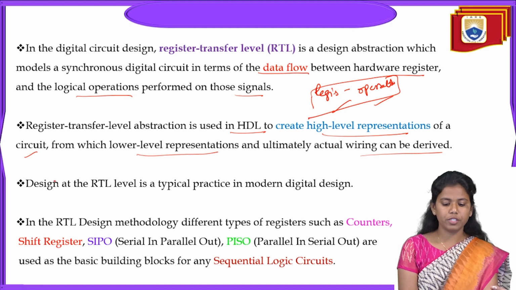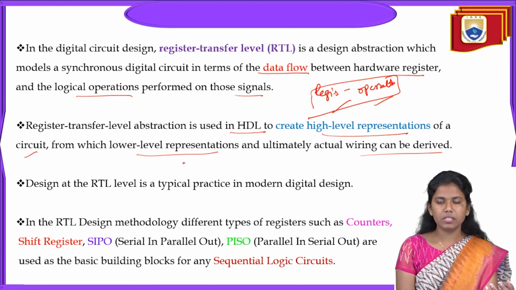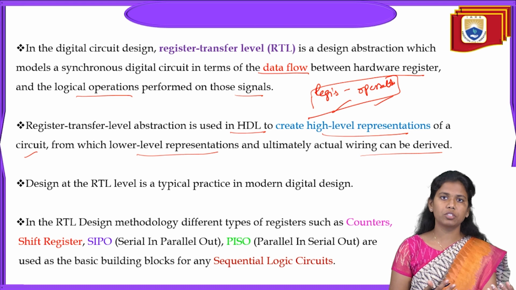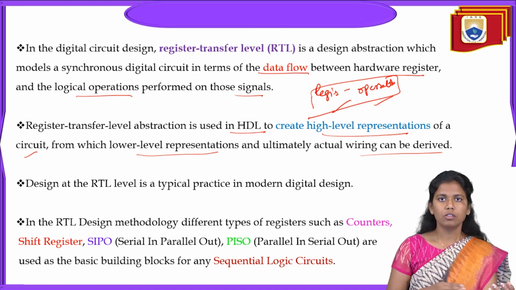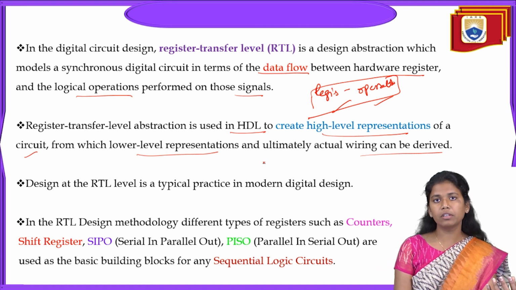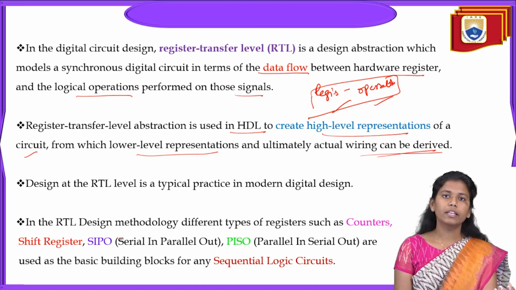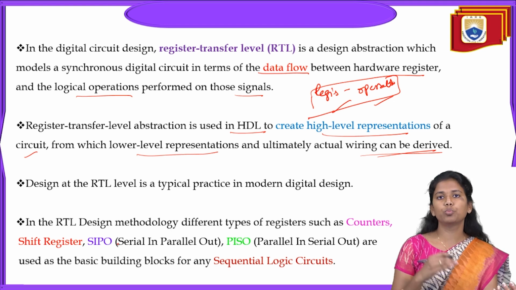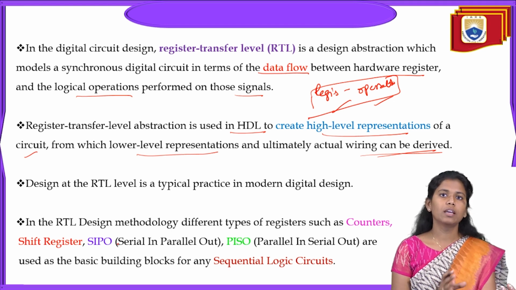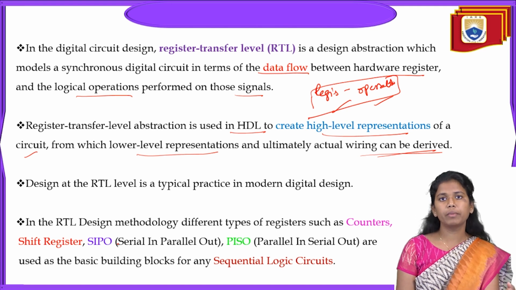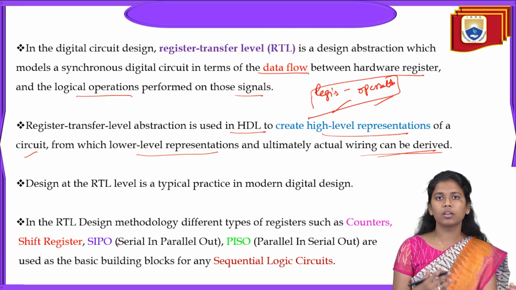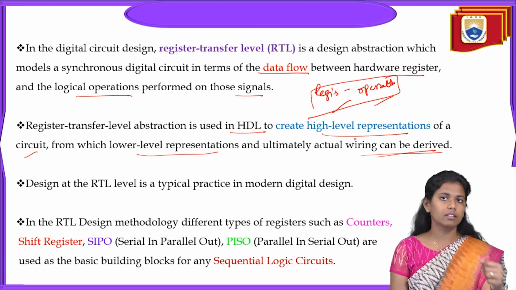High level representation of a circuit, from where low level representation and ultimately actual wiring can be derived. So just to wire, or connect, from the low level towards the high level, we go towards the register transfer level. This level lets us design circuits with a high level of abstraction, that is, a high level of representing the circuit.